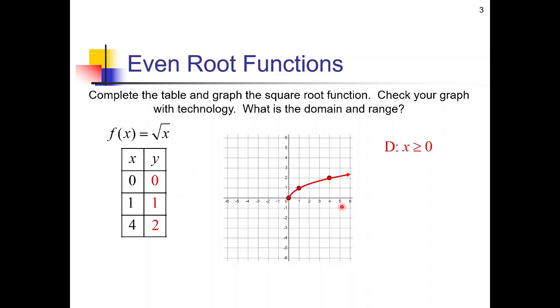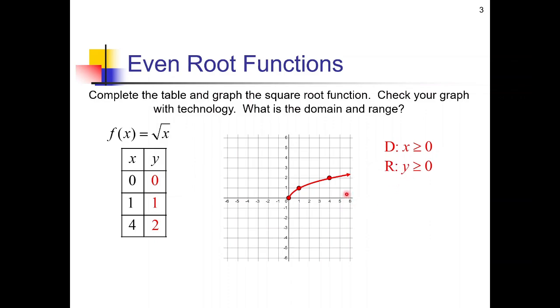Now let's look at the range, the y values. We see that there's nothing below the x-axis here. And this makes sense because if you're only allowed to plug in 0 or positive numbers, then the only thing the square root can give you back are 0 and positive numbers. So the range, it turns out, because of the domain, is also going to be greater than or equal to 0. y greater than or equal to 0 in this case.